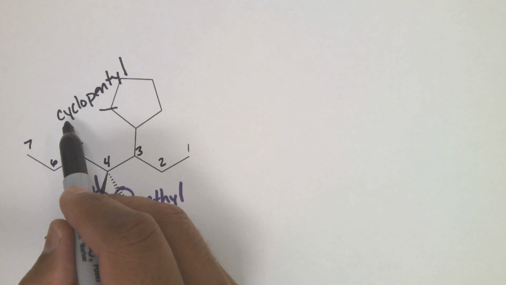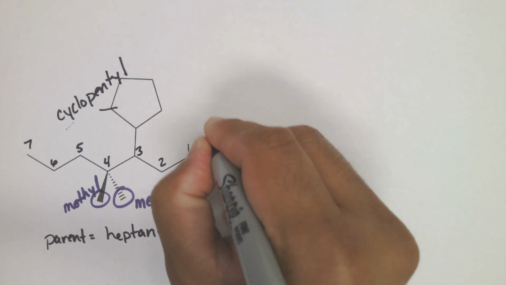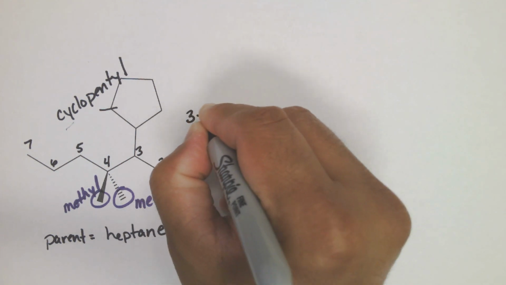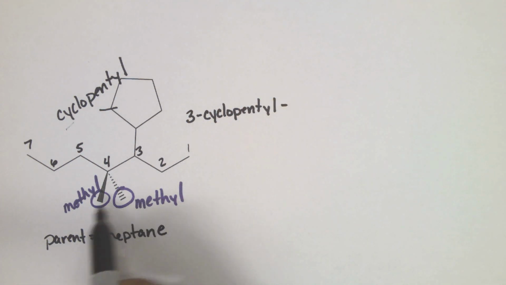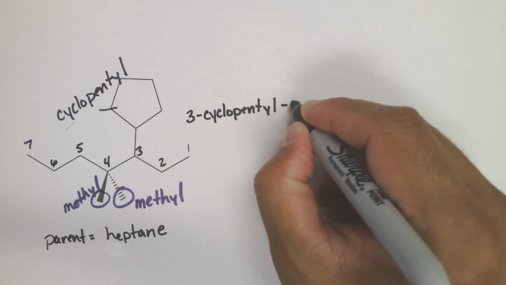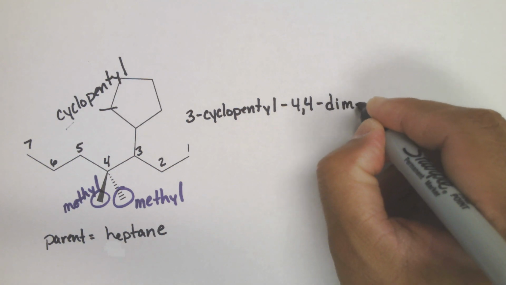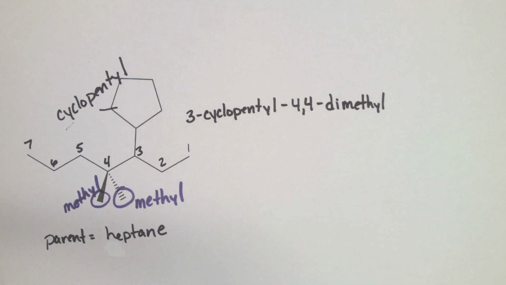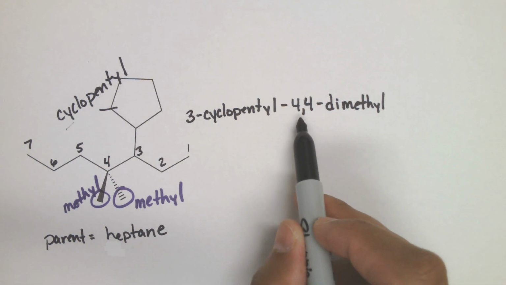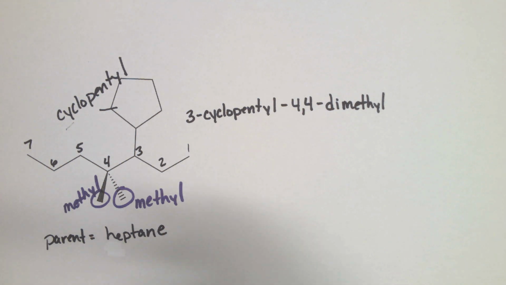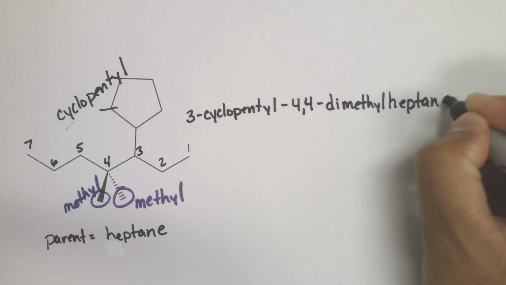Alphabetical order rule. C for cyclo goes first, and then the methyls will go next. The name here, 3-cyclopentyl. There are 2 methyl groups at carbon number 4, so we'll write 4, 4-dimethyl. And we have to write both 4s. We have to tell the reader that there are 2 methyl groups and which positions they are located. And the parent, heptane.